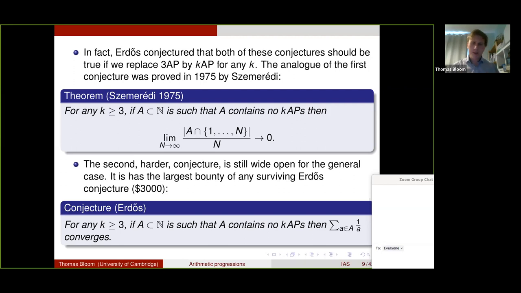And to my knowledge, I think this is the largest bounty of any surviving Erdős conjecture, $3,000. But as has often been said, there are far, far easier ways to earn $3,000. So I don't recommend anyone looking.